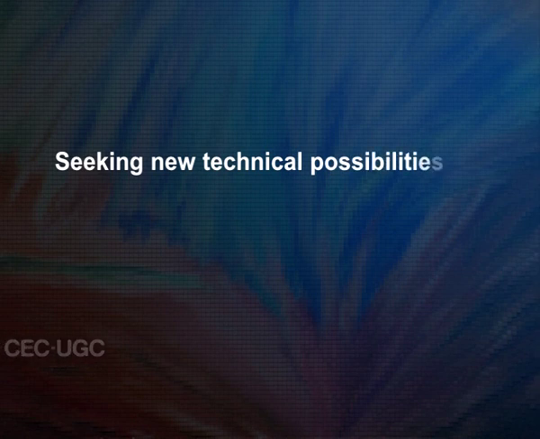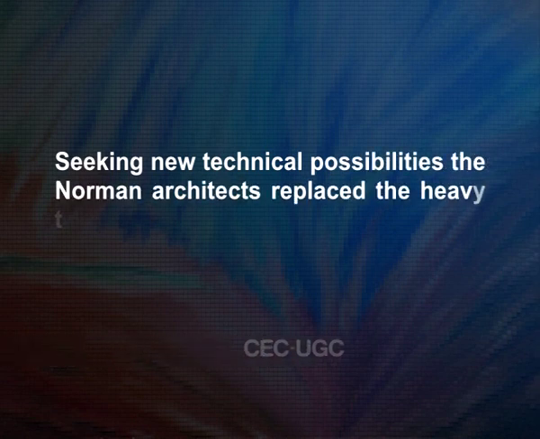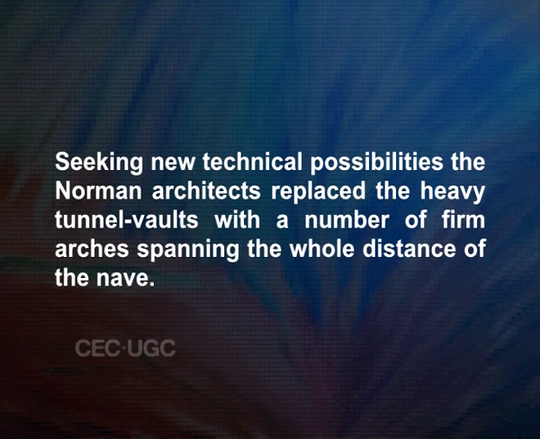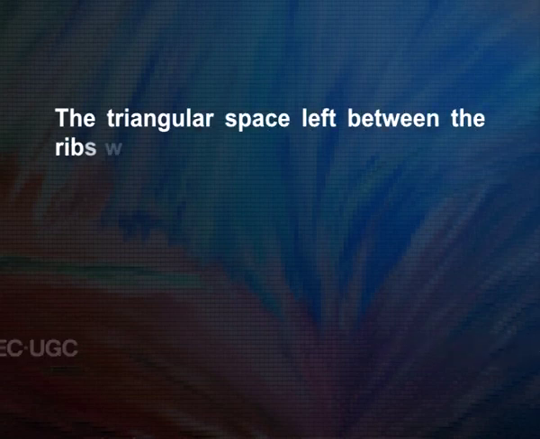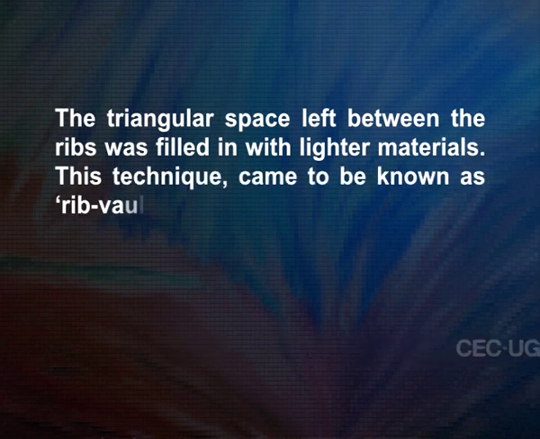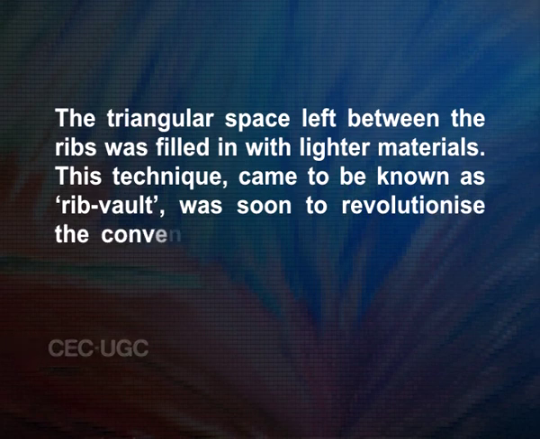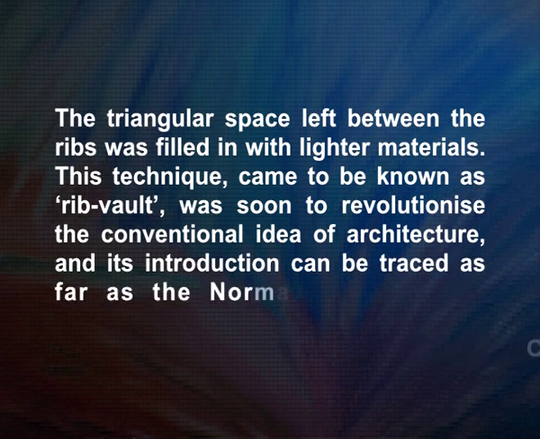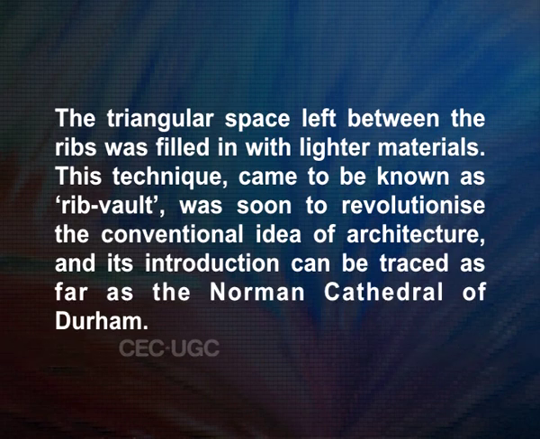Seeking new technical possibilities, the Norman architects replaced the heavy tunnel vaults with a number of firm arches spanning the whole distance of the nave. This was done with multiple arches or ribs spanning crosswise between the pillars on either side of the nave. The triangular space left between the ribs was filled in with lighter materials. This technique, which came to be known as the rib vault, was soon to revolutionize the conventional idea of architecture, and its introduction can be traced as far as the Norman Cathedral of Durham.